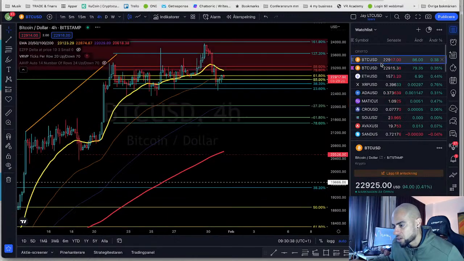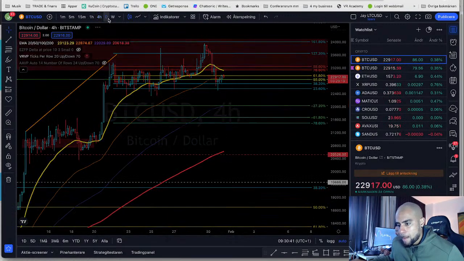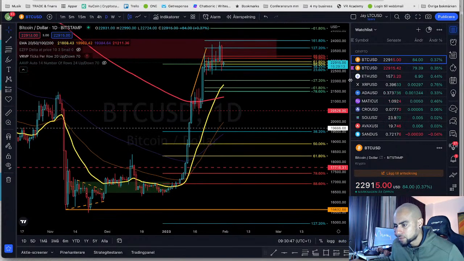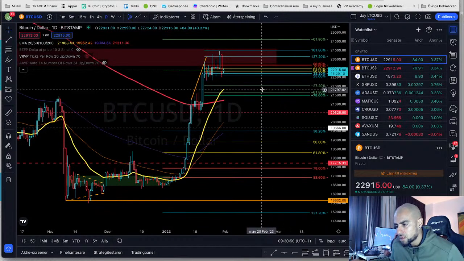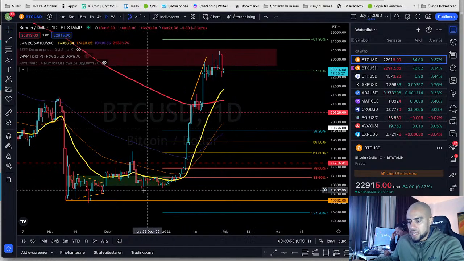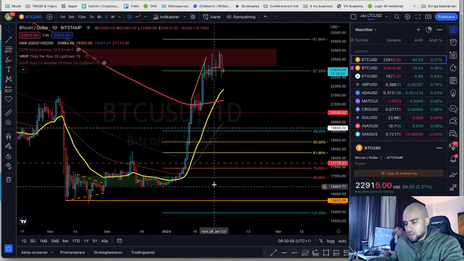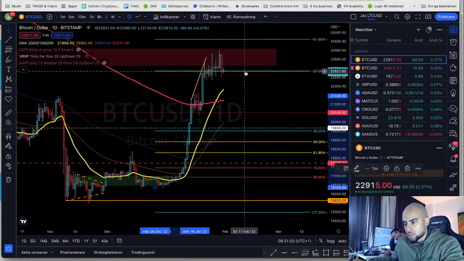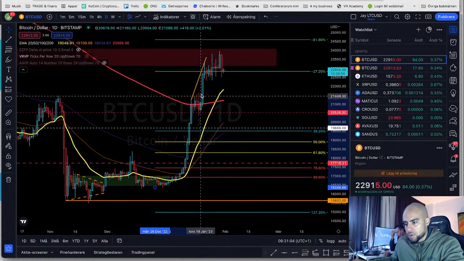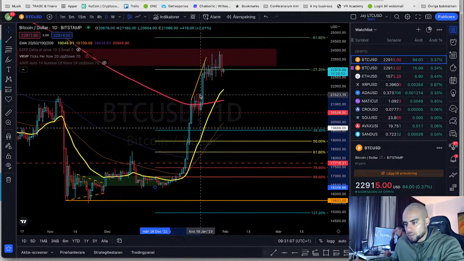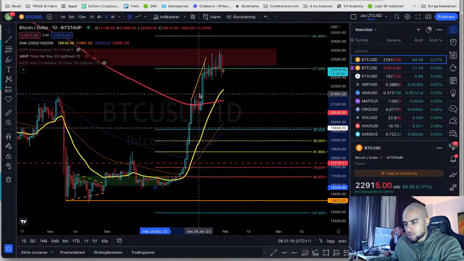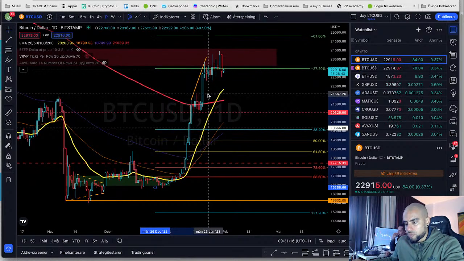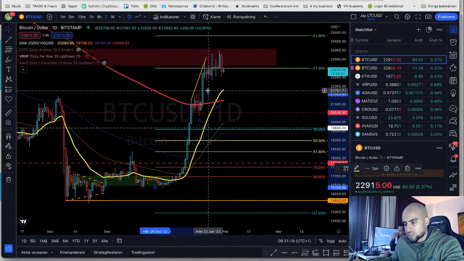But now we look at Bitcoin. My man, Mr. Bitcoin. Basically what Bitcoin did is it had this pump, and in this pump, pulling Fibonacci from the bottom of that pump to the top here of this swing. The top was here. You always call the top from the highest candle, from the highest closing candle, and its wick.